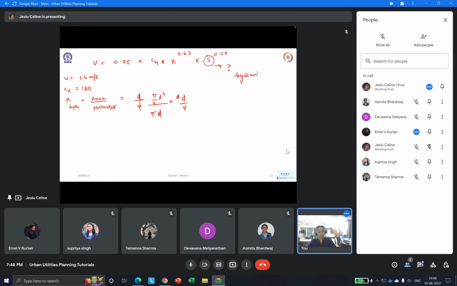So this is the hydraulic gradient line which we need. So I think now we can just apply it over here. 1.6 is equal to 0.85 into 130 into now, okay, so D we already found in our previous question. So we are just using that 1.82. So it'll be 1.82 divided by 4, the whole raised to 0.63 into S raised to 0.54. Can you quickly solve this and find what S is?